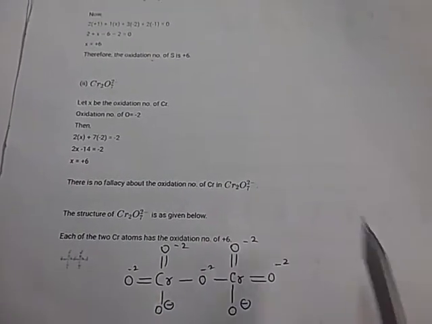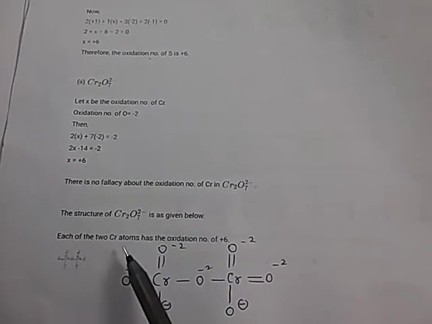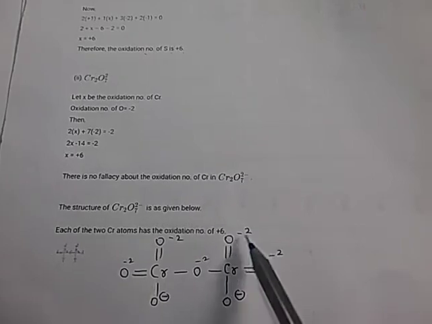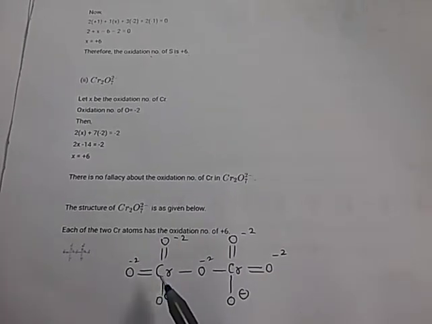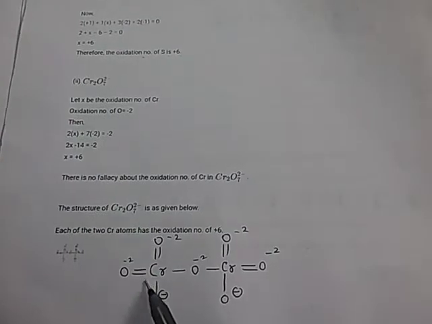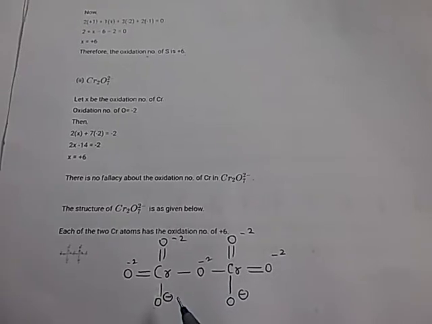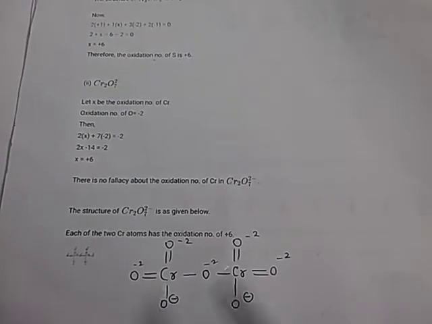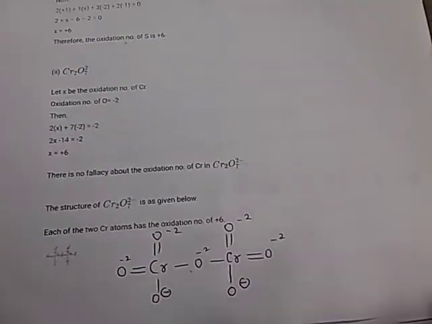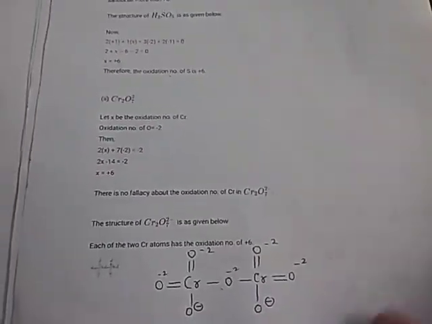There are 2 chromium atoms, so each of the 2 chromium atoms has an oxidation number. We have to draw this diagram. Chromium is attached to 7 oxygens. One chromium is attached to 3 oxygens, the second chromium is attached to 3, and in between there is 1 oxygen. According to the structure, we find the oxidation number of chromium is plus 6. This is the structure of the dichromate ion.